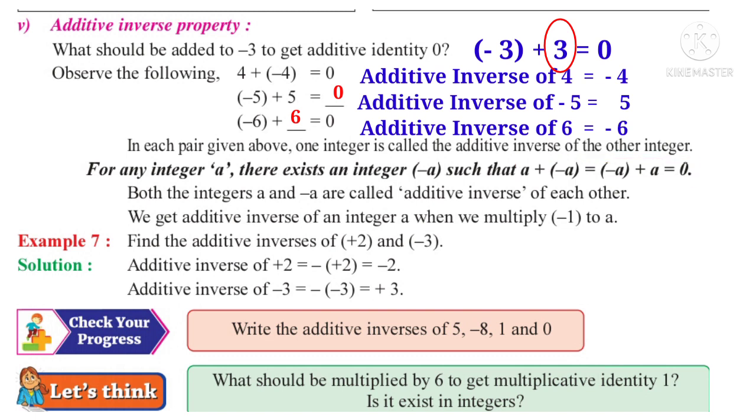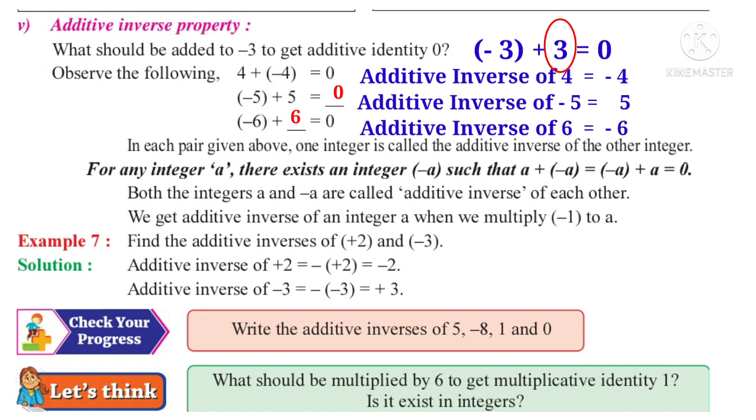So to get the additive inverse of any integer a, we just multiply minus 1 to a. Example 7. Find the additive inverse of plus 2 and minus 3. Solution. Additive inverse of plus 2 means just change the sign: minus 2. Additive inverse of minus 3, just change the sign: plus 3.